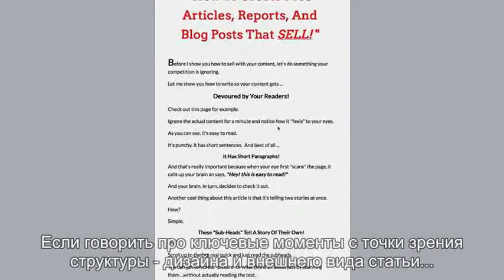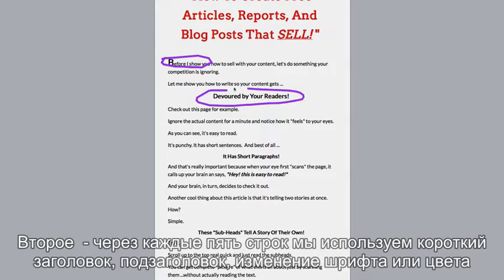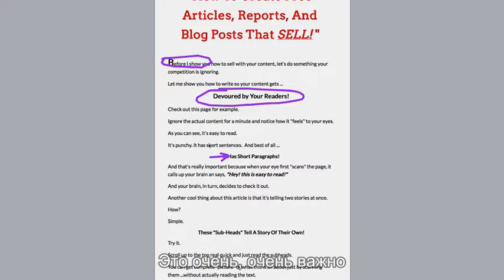So from a structural standpoint, in terms of design and how to make this look, the key takeaways here are, number 1, big fonts, right? Number 2, every 5 lines or so have a disruption. That disruption can be a short head or a subhead. It can be a change in font, and it can be a color change in font, right? Those are very, very big.